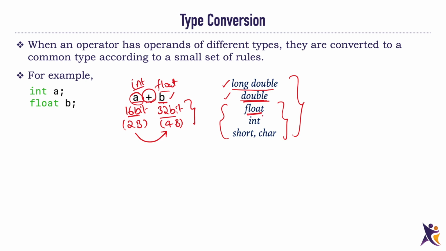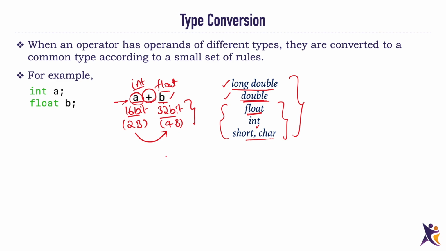If there is any floating point number, then the other operands will be converted to floating point number, and then the expression is evaluated. Similarly for int and short or char. So with this hierarchy you can relate to this example, right?